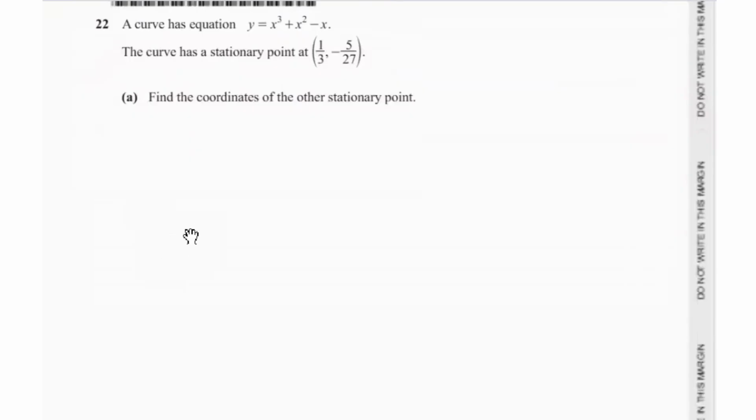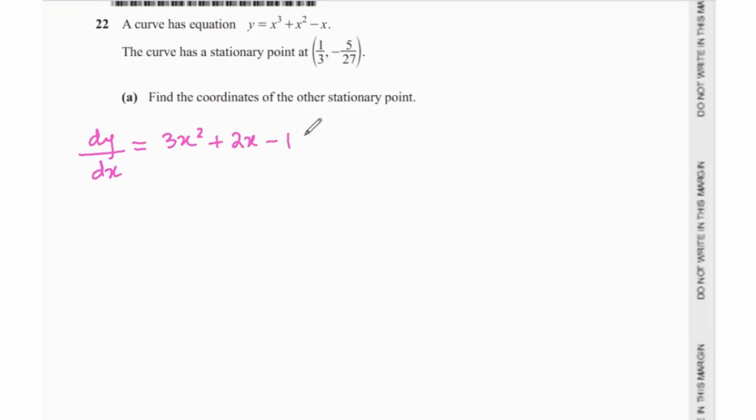Question 22 says a curve has equation y equals x cubed plus x squared minus x. The curve has a stationary point at (1/3, -5/27). Find the coordinates of the other stationary point. So stationary points are usually found by finding the derivative of the curve and then putting that derivative equal to 0. If you find dy by dx of y equals x cubed plus x squared minus x, that's going to be 3x squared plus 2x minus 1.